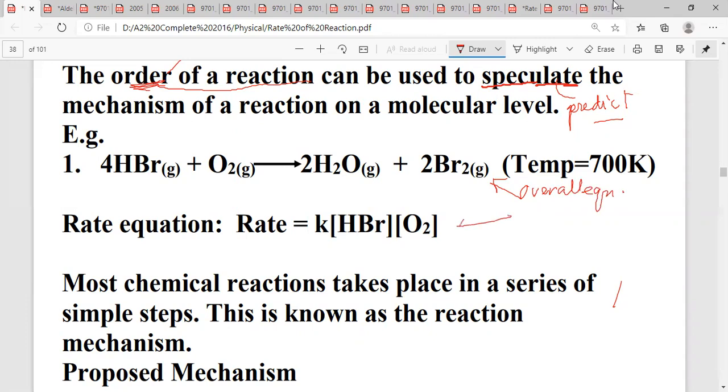And this is the rate law or rate equation. So there are two equations here: the overall equation and the rate equation. Two things you must now use to speculate the mechanism. And this is for multi-step reactions.